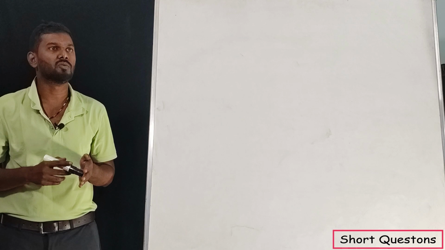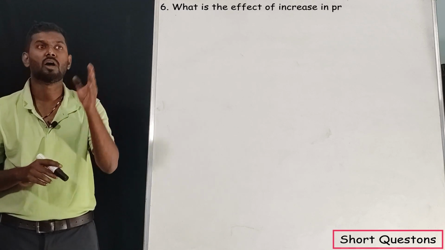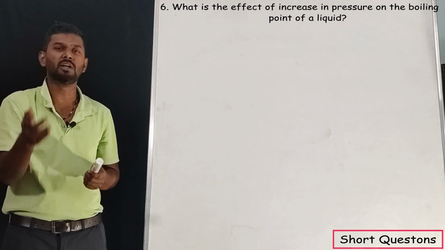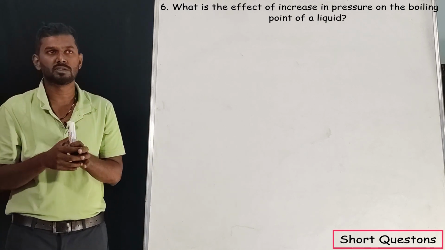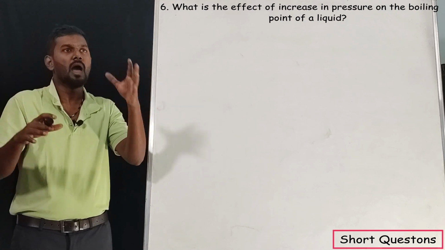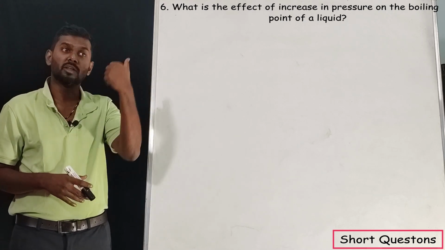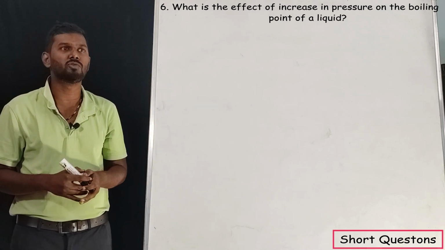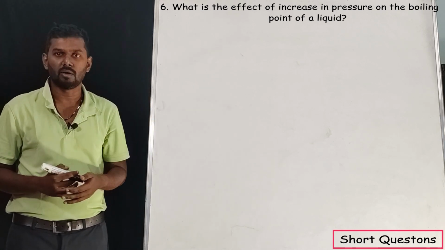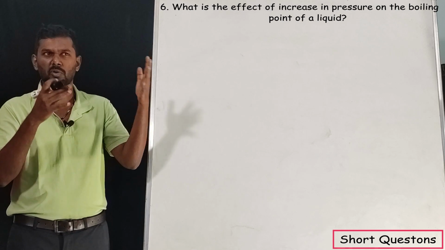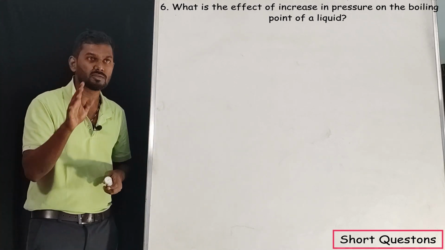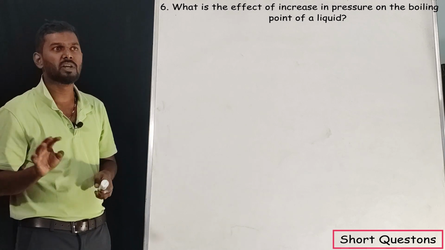That's it. Our next question: what is the effect of increase in pressure on the boiling point of a liquid? This pressure, boiling point and melting point will definitely confuse you. If you have seen the concept video, there we have explained it properly, and here also we are giving the answers. If you have seen that video, there will be no confusion whenever I give my answers, which is similar to the previous question. So here we are talking about pressure, boiling point, melting point. Definitely it will confuse you. So if you have seen the concept video, this would have been very easy for you.